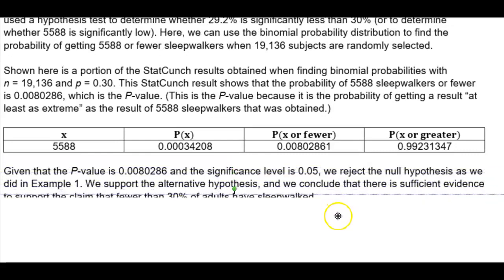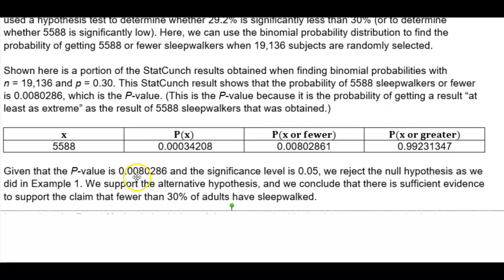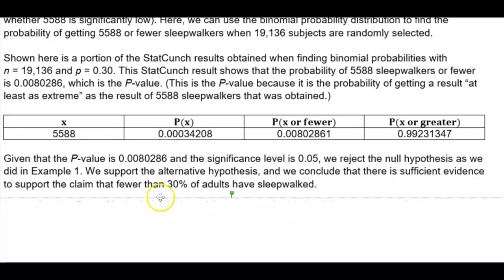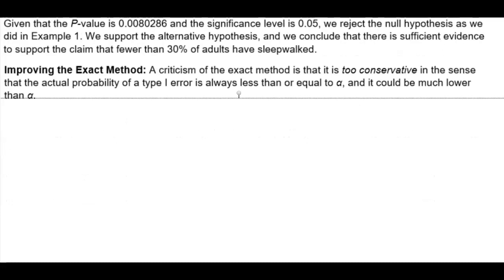So, given that the p-value is 0.008026 and the significance level is 0.05, then we would reject the null hypothesis as we did in that previous example. So we support the alternative hypothesis, and we conclude that there is sufficient evidence to support the claim that fewer than 30% of adults have sleepwalked.